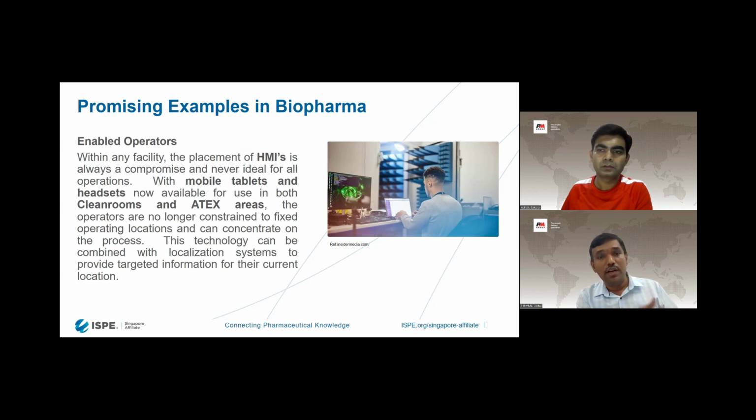So we can do trending: what's going on in the recipe, what's going on in the sequencing. All these things can be monitored. This also enables the operator, and using this mobile technology nowadays can help operational life.